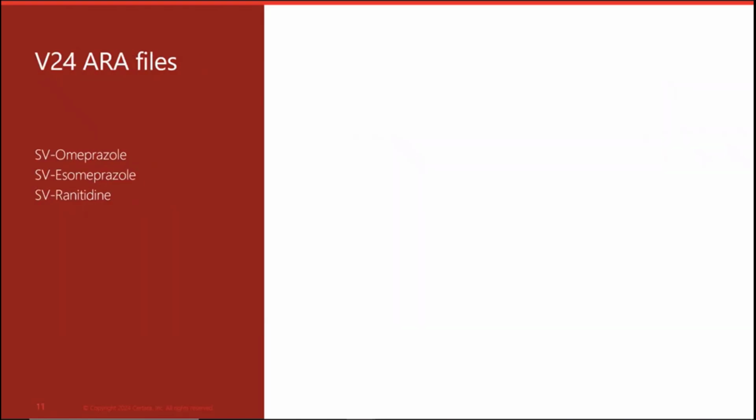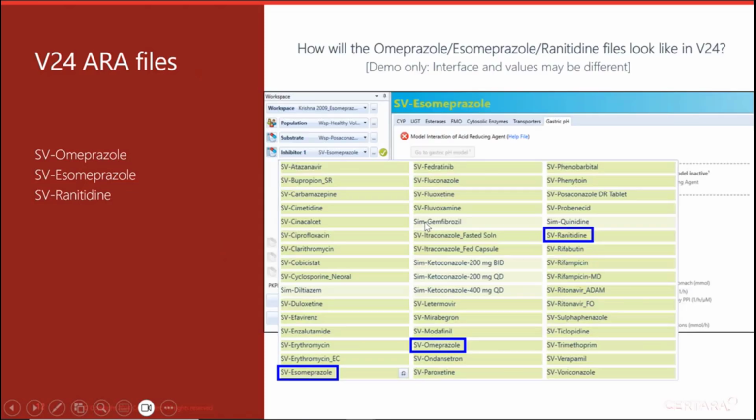So now that we've covered what the functionality is, how to parameterize them, and how to set up a pH-DDI interaction workspace, I just wanted to use this opportunity to draw to your attention that in the upcoming version of SimSip, version 24, that will be released by the end of this year, we have updated the PD parameters for 3 of the ARA files that we have in the library database: Omeprazole, Esomeprazole, and Ranitidine. So how will these files look in version 24?